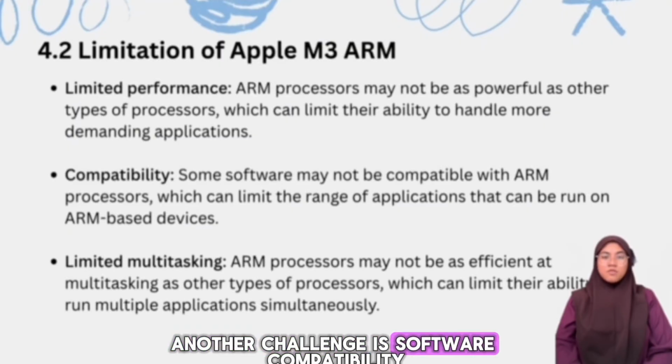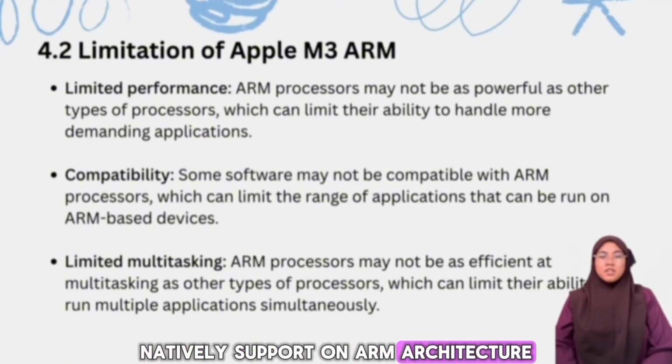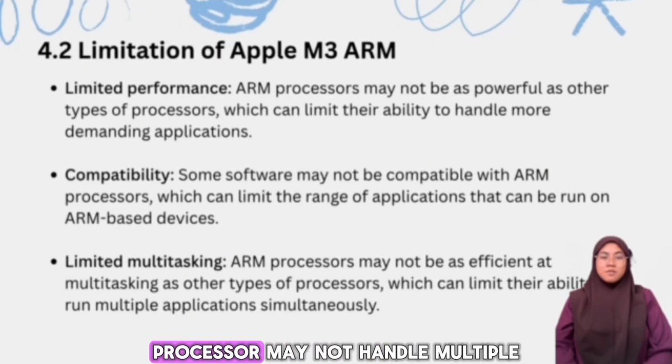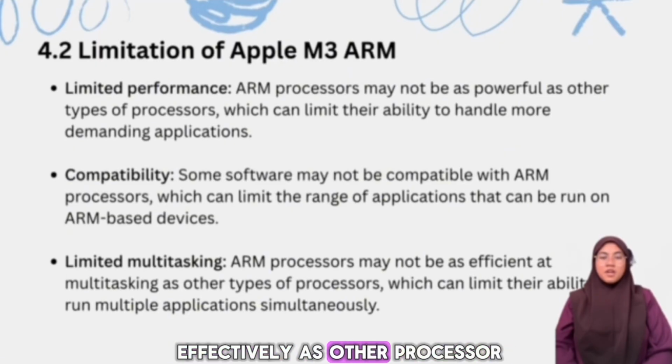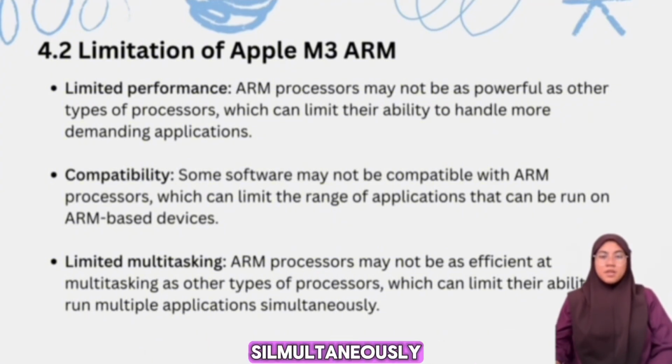Another challenge is software compatibility, since some programs are not fully optimized for or do not natively support the ARM architecture, which can restrict the range of applications available or require emulation that may reduce performance. Additionally, multitasking efficiency can be a limitation in certain scenarios, as ARM processors may not handle multiple highly demanding applications as effectively as processors in other architectures, potentially impacting performance when running several intensive tasks simultaneously.